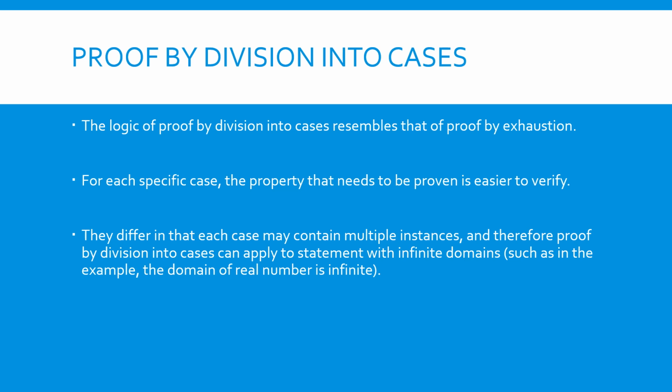The difference between proof by division into cases and proof by exhaustion is that proof by division into cases can still discuss an infinite domain, while proof by exhaustion discusses a specific element. For example, the subdomains of even and odd numbers are both infinite. Therefore, unlike proof by exhaustion, proof by division into cases can be applied even when the domain is infinite.